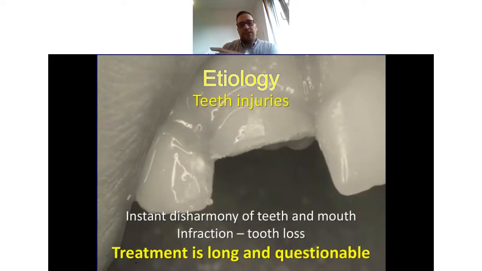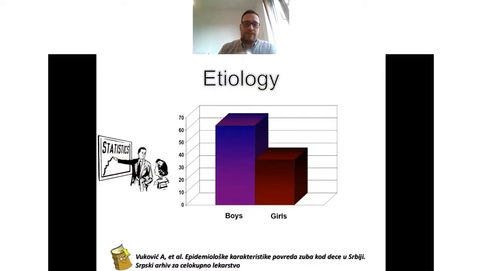And if these complications start, then we have a problem that these teeth may actually suffer many things. Many complications can derive from that state, and finally the tooth or teeth may be lost. In Serbia, as well as other countries, these results are completely in line with other research that has happened in other countries.